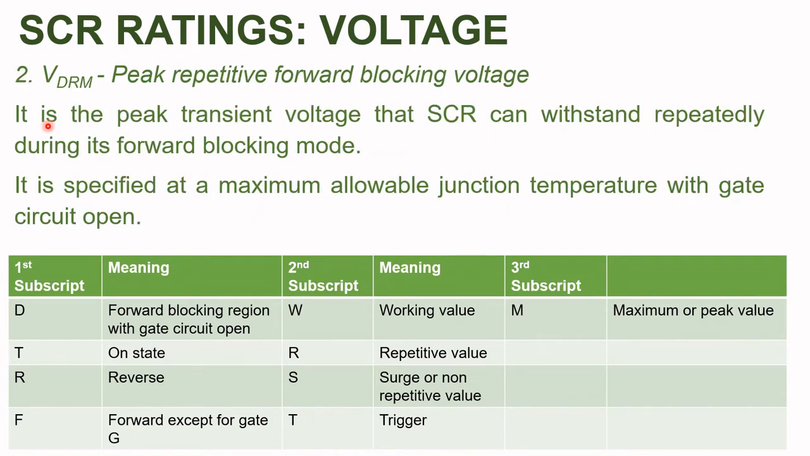The next is peak repetitive forward blocking voltage. It is given by VDRM. Again, D is for forward blocking region, M is for peak value, R is for repetitive value. It is given as the peak transient voltage that SCR can withstand repeatedly during its forward blocking mode.